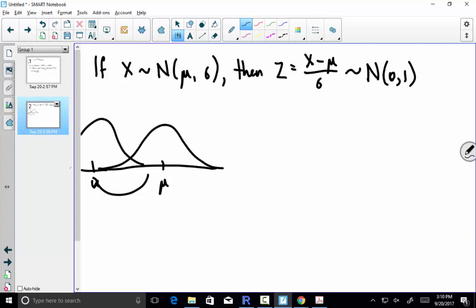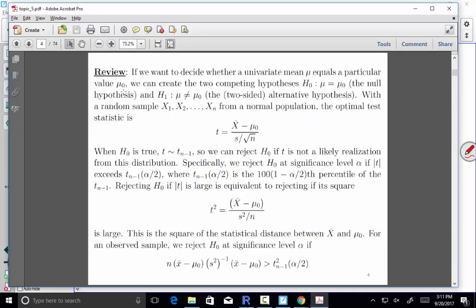So that's a standardized version of x. We've taken an arbitrary normal random variable and we've transformed it to have the standard normal, which is the normal with mean 0, standard deviation 1. This looks a lot like what I just wrote down. It's x bar minus a constant, a mean, divided by a standard deviation.